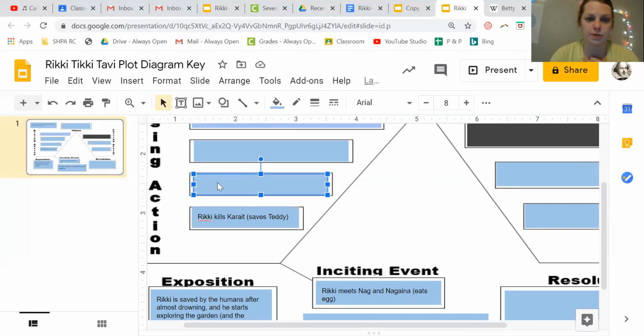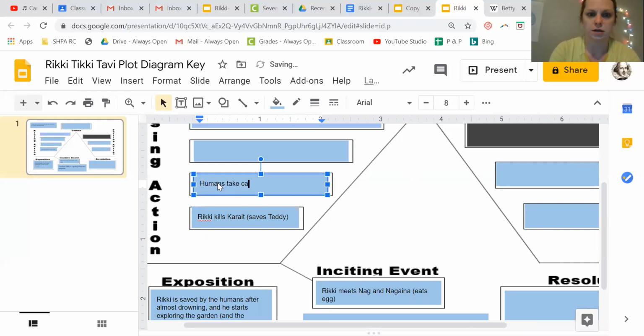The next thing that happened is you could say the humans take care of him after he does that, and he also meets Chuchundra, which shows him that Nag and Nagina are still a big problem in this garden.